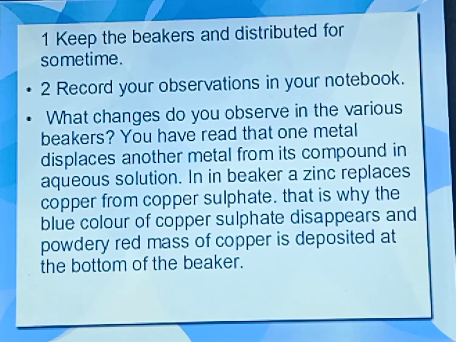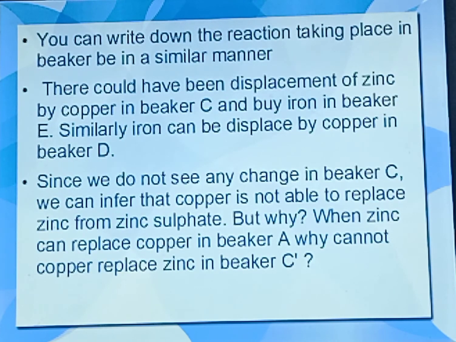You have read that one metal displaces another metal from its compound in aqueous solution. In beaker A, zinc replaces copper from copper sulfate. This is why the blue color of copper sulfate disappears and the powdery red mass of copper is deposited at the bottom of the beaker. You can write down the reaction taking place in a similar manner, and there could have been displacement of zinc by copper in beaker C and by iron in beaker E. Similarly, iron can be displaced by copper in beaker D.